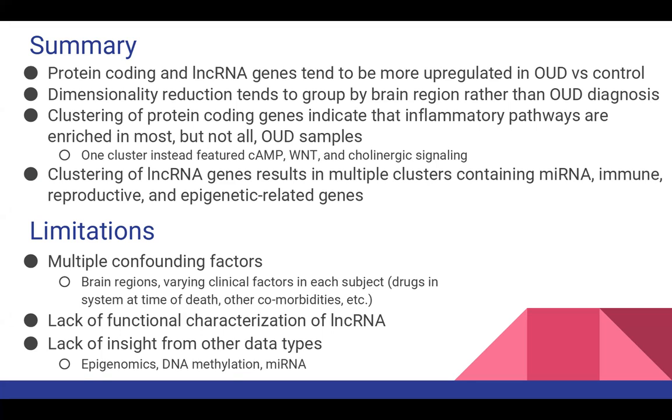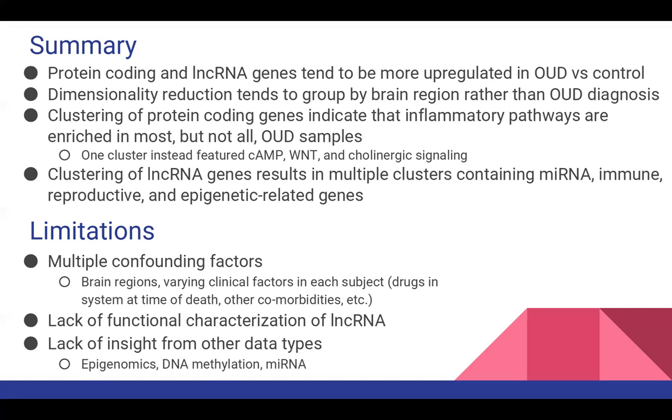On the other hand, long non-coding RNA filtered samples were clustered into 9 groups. 3 clusters contain mostly OUD samples. These clusters seem to feature microRNA, immune, reproductive, and epigenetic related long non-coding RNA genes, but Enrichr results remained inconclusive due to a large portion of long non-coding RNAs with unknown function and significance.